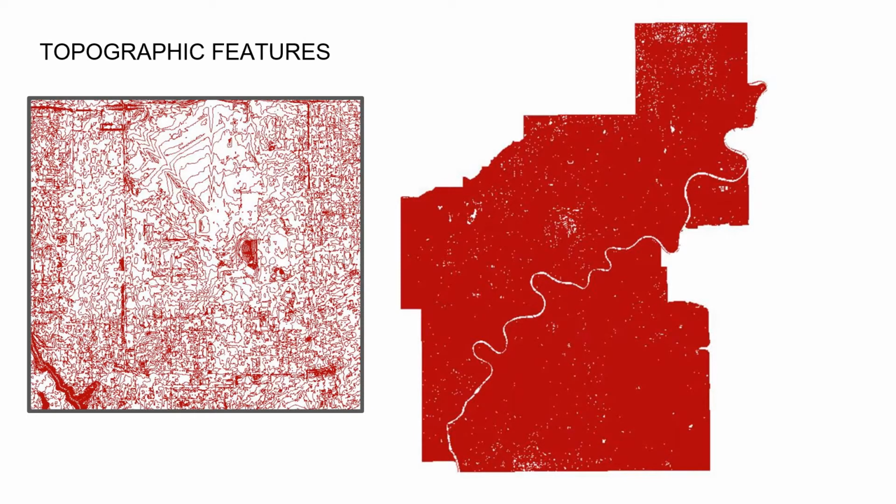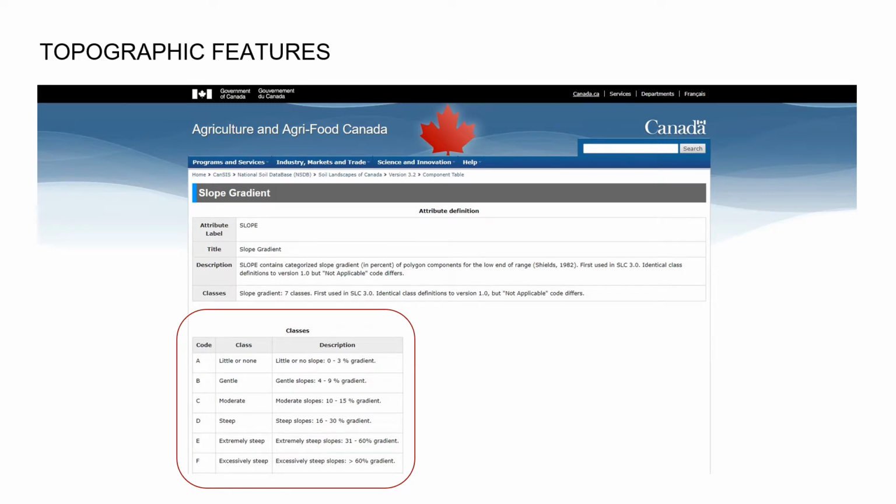Using contour lines, we created a digital elevation model for each city, which we then used to create a slope raster, as we wanted to consider proximity to steep slopes rather than elevation itself. The Canadian government classifies slopes of 16 degrees or more as steep, and those of more than 30 degrees as extremely steep.